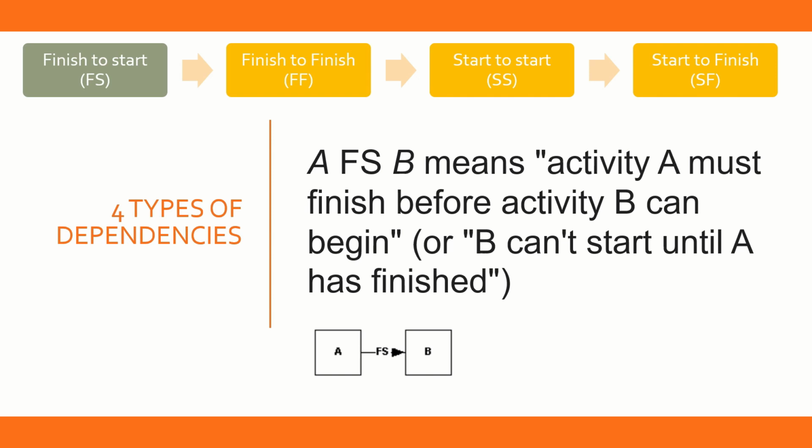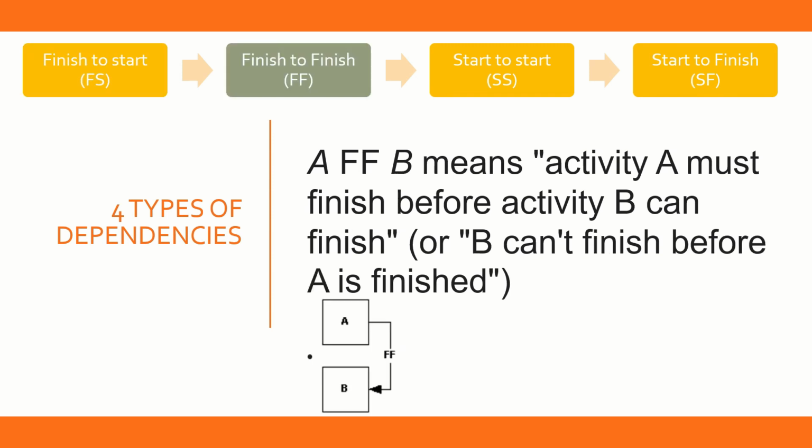There are 4 standard types of dependencies. Let's start first by explaining FS, or finish to start. FS means your activity A must finish first before your activity B can begin. In other words, your activity B cannot start until your activity A has been finished. The next dependency will be finish to finish, or FF, which means activity A must finish first before your activity B can be finished. In other words, B cannot finish before your activity A has been finished.